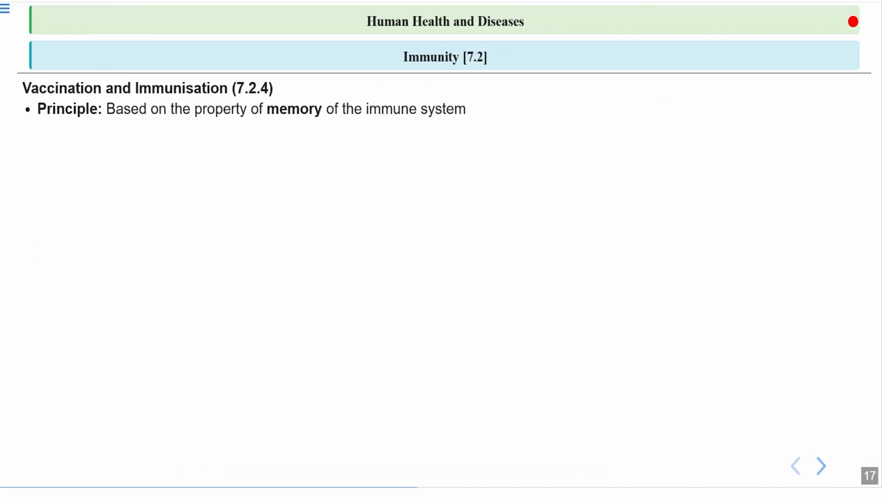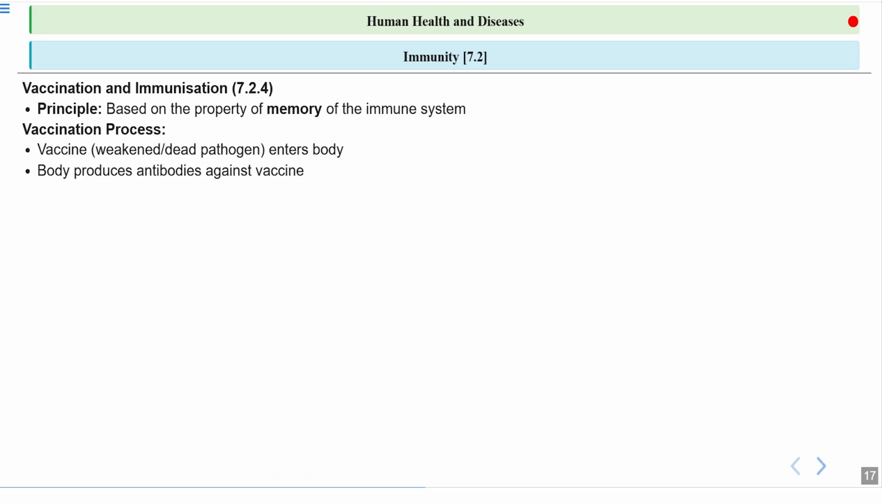Let's talk about vaccination and immunization. What is the principle behind vaccination and immunization? Okay, they are based on the property of memory of the immune system. Let's talk about the vaccination process. The vaccine, which contains a weakened or dead pathogen, is introduced into the host body. Then the body will produce antibodies against this antigen.